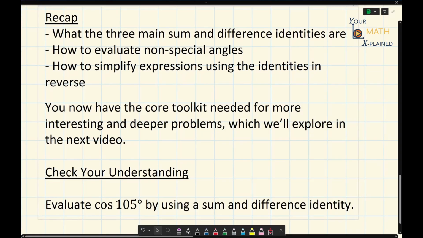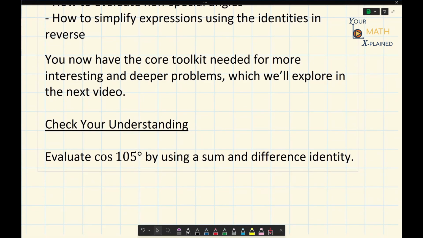So now it is your turn to give this a try. Can you evaluate cosine of 105 degrees by using a sum and difference identity?